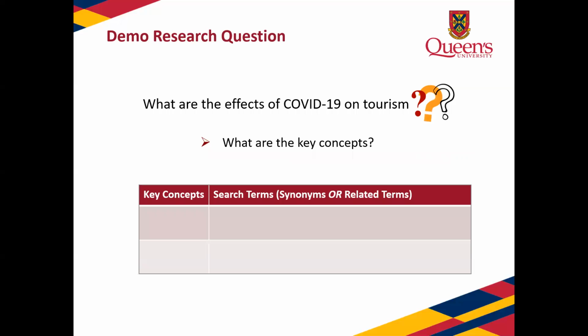Now, to find what is relevant to you on the library's website, or in any academic databases for that matter, it's always imperative to break down your research question into its key concepts. Here we have the key concept of COVID-19 and tourism.